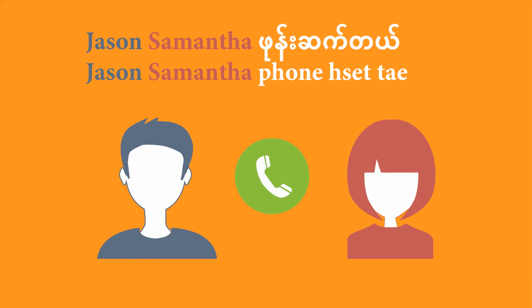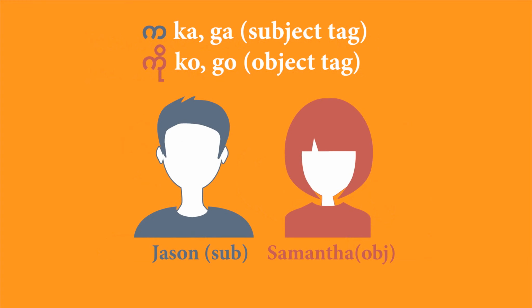But in Burmese, the verb comes at the very end of the sentence, and the order of the two nouns, who comes first and who comes later, is not a surefire way to decide who is the subject and who is the object. This is a perfect example where you need to add subject and object tags for clarity.